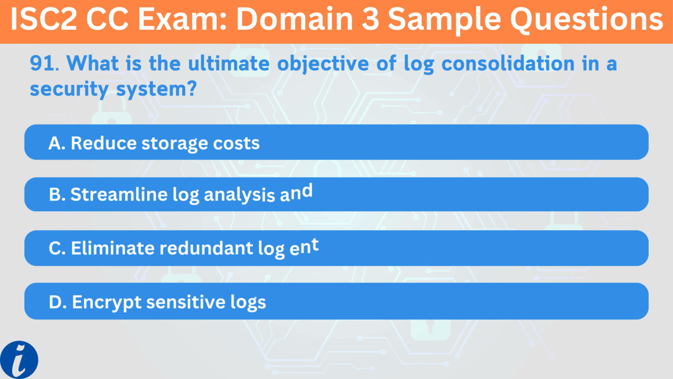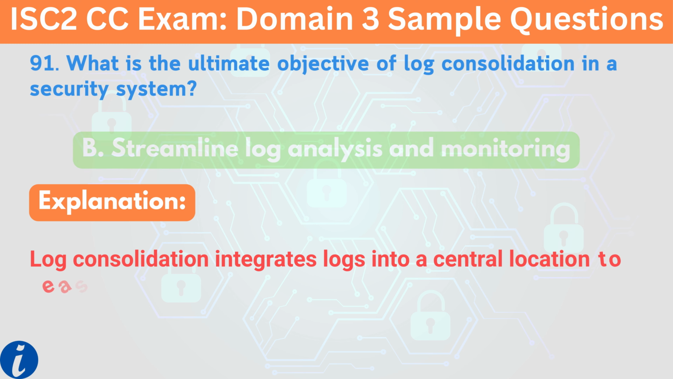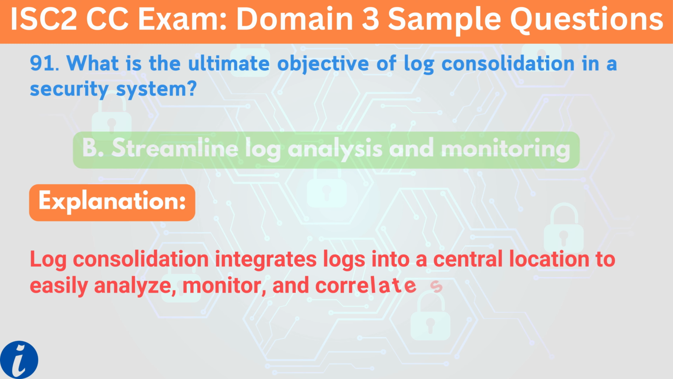91. What is the ultimate objective of log consolidation in a security system? A. Reduce storage costs. B. Streamline log analysis and monitoring. C. Eliminate redundant log entries. D. Encrypt sensitive logs. The correct answer is B. Streamline log analysis and monitoring. Explanation. Log consolidation integrates logs into a central location to easily analyze, monitor, and correlate security events.